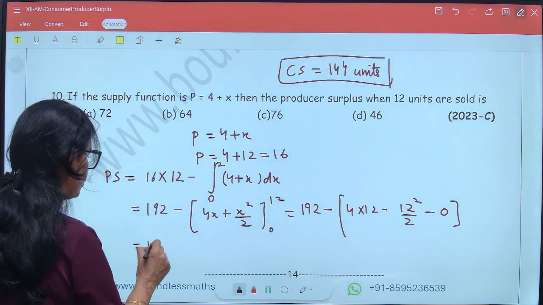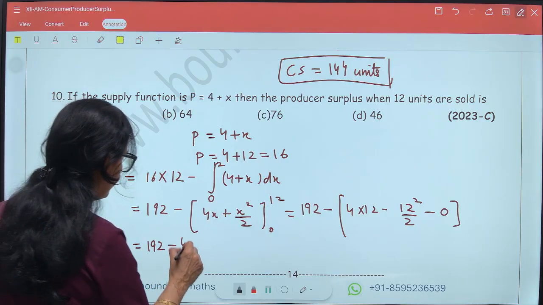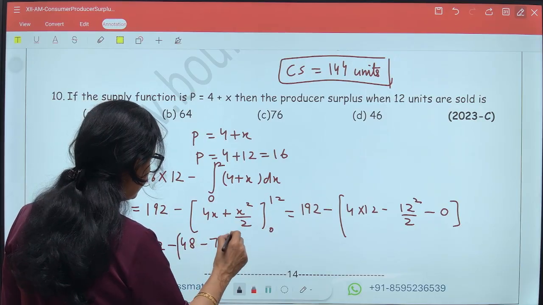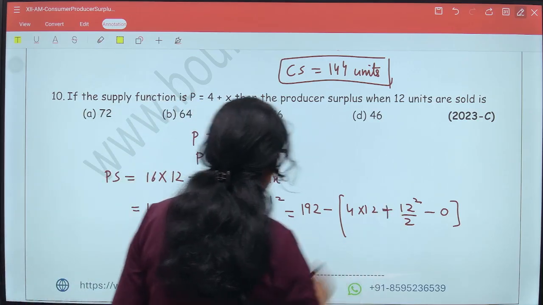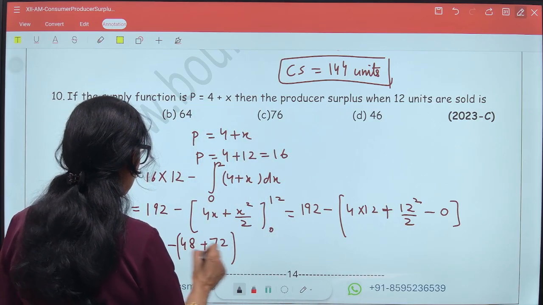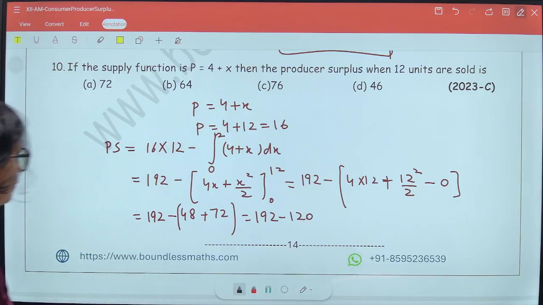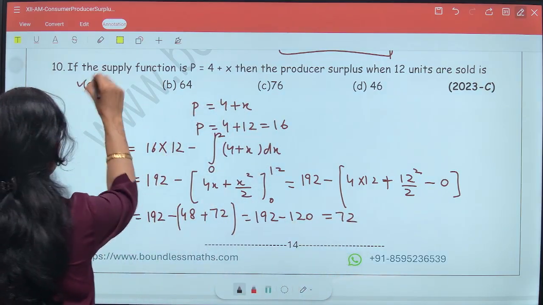So let's just solve this. 192 minus 12 fours is 48, and 12 square is 144. 144 by 2 is 72. So it is going to be 192 minus 48 plus 72. 48 plus 72 is 120. So it is 192 minus 120. So the answer is 72. So that means option A is the correct answer.